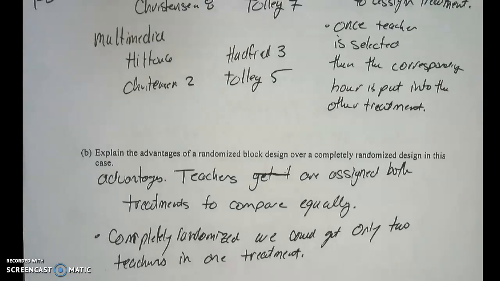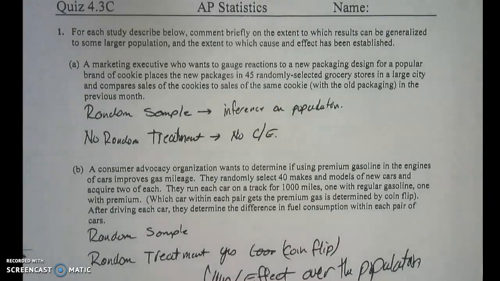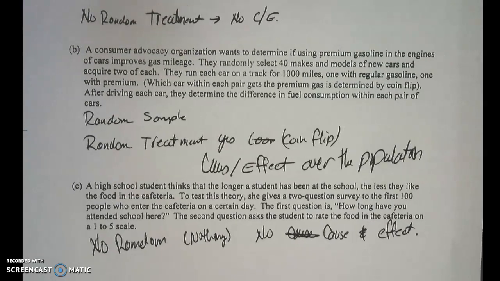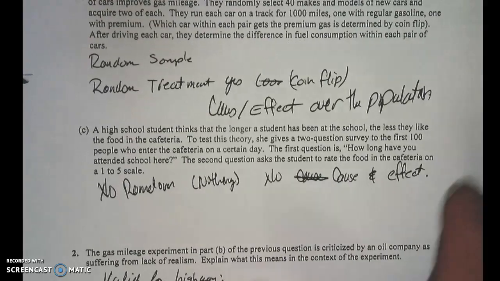Okay. And then the final worksheet we have, we did part A. We said there's a random sample, but no random treatment. So we can make an inference on the population, but not a cause and effect. Part B, we said that there was a random sample and a random treatment. Because of the coin flip, we can make a cause and effect inference over the population. Part C, there was nothing random about that experiment or study. So that's not a horrible idea, but it'll go in the school newspaper.